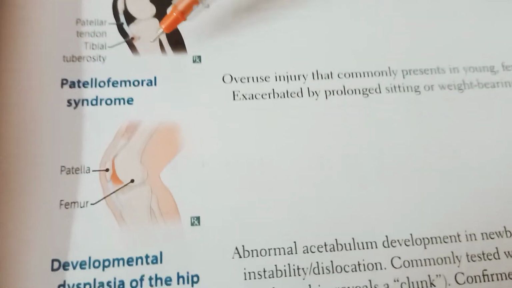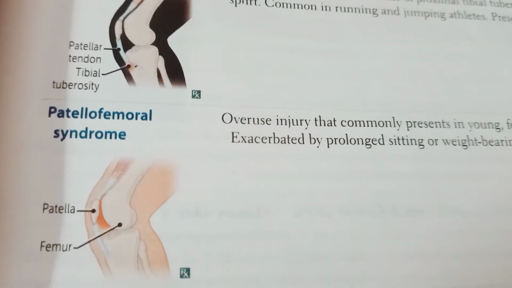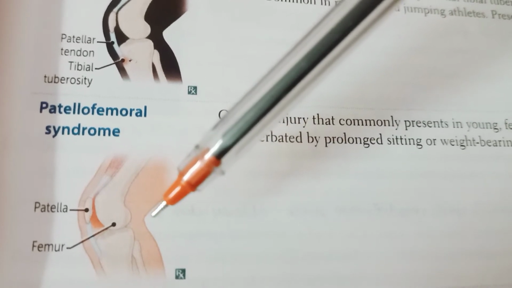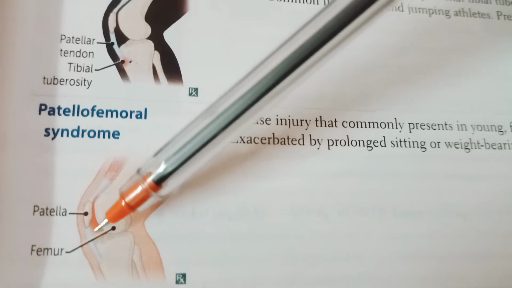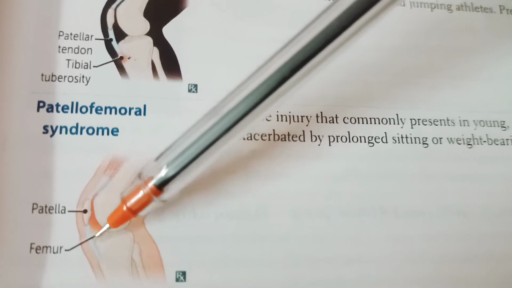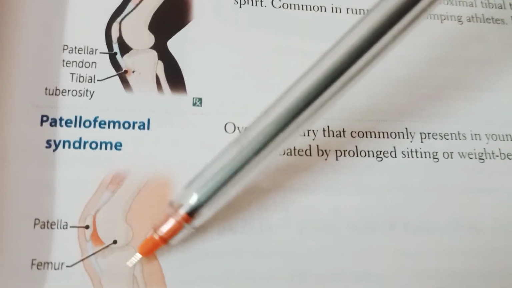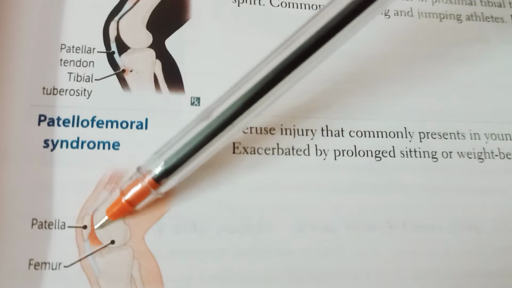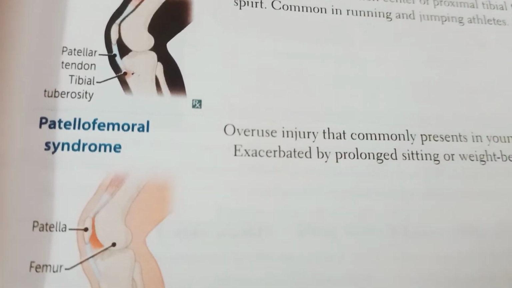Now coming to patellofemoral syndrome. So again, this is the patella, this is the femur. Actually, it is also an overuse injury. It is present in young female athletes. Here also they have anterior knee pain. It is exaggerated by prolonged sitting or weight bearing, especially on a flexed knee. So when you flex, you get the pain, because here there is the patella and here also there is the femur bone. So at this side, this red area is where there is inflammation and also pain.